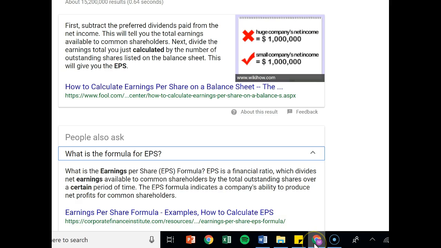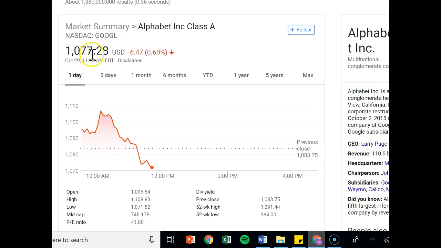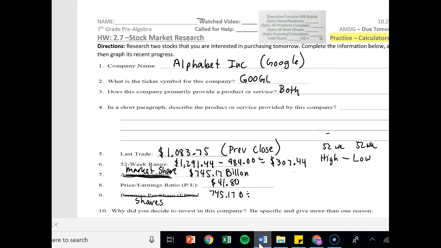So if I take a look at its current price, again, that's $1,077.28. And doing this will give us our answer. So now for this, we've got to be super careful because this number has to be in billions.